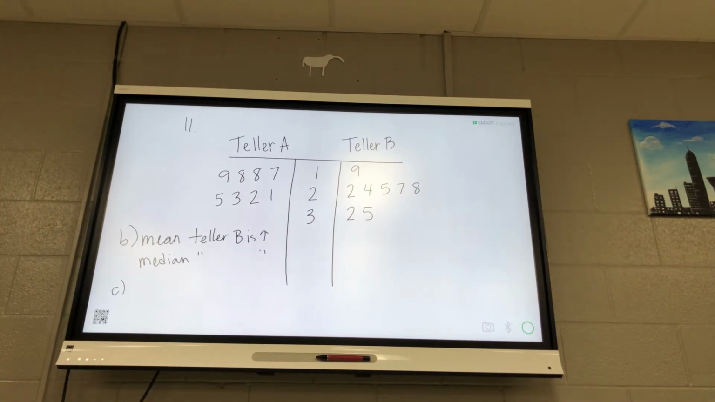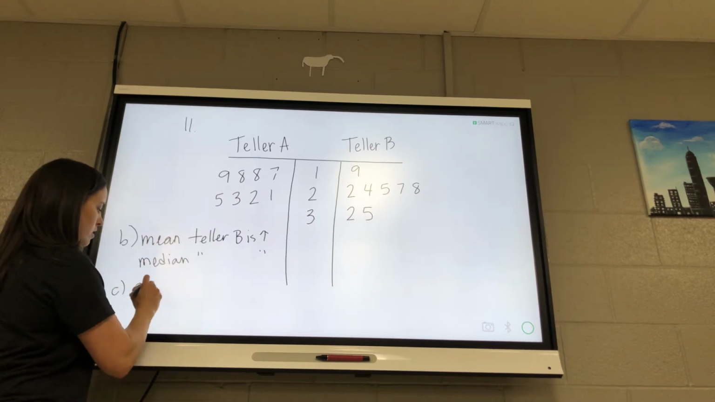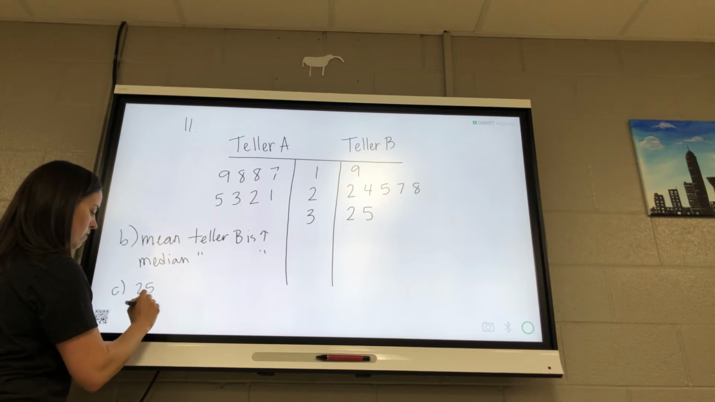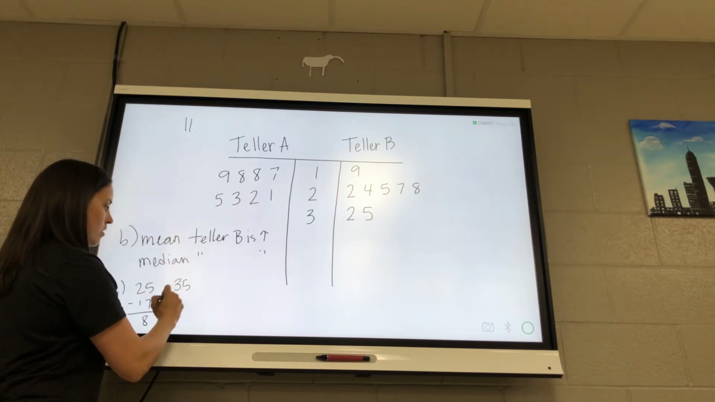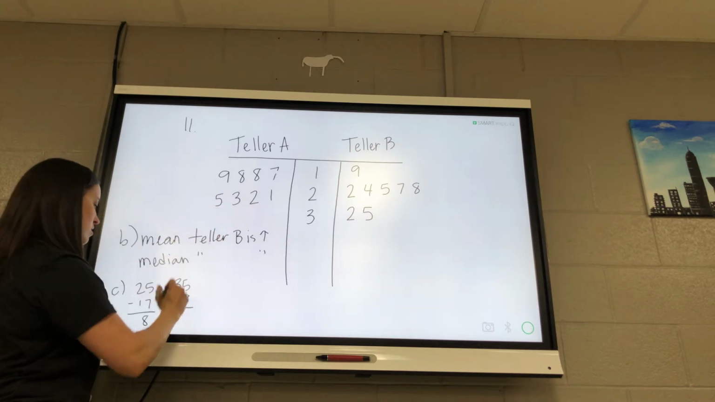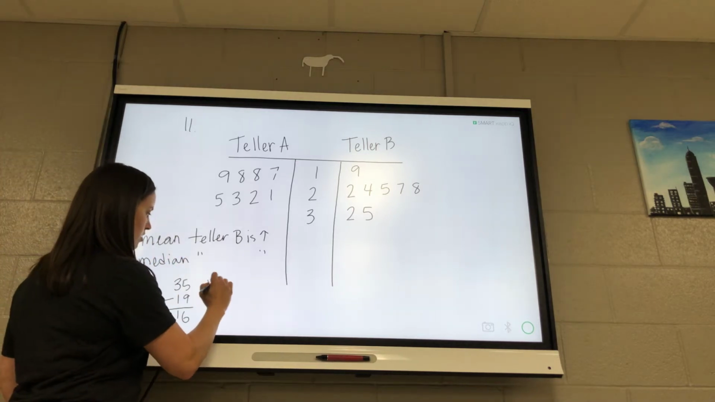Okay, on C, they ask us to compare the range of the data for each teller. Teller A's range was between 17 and 25, so it would be 8. Teller B's is 35 to 19, which is 16. So teller B has a higher range. Right, so compare the range: B has a higher range.